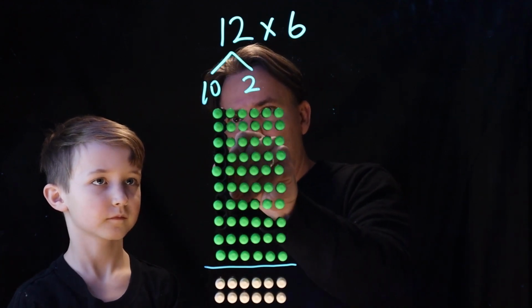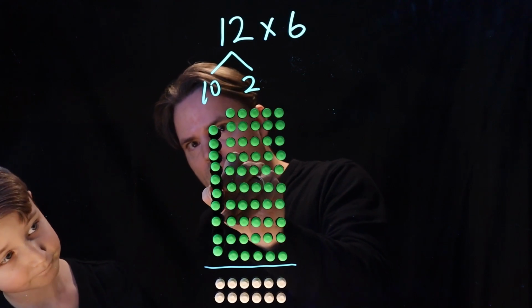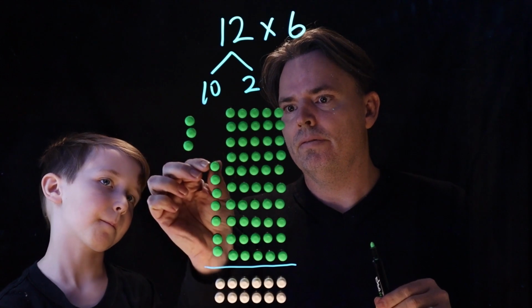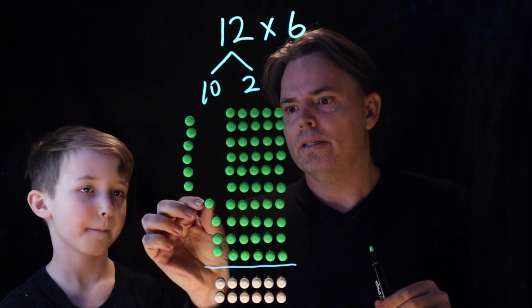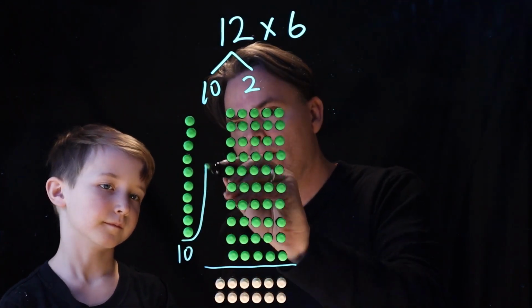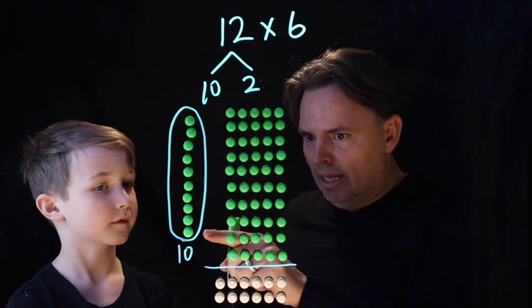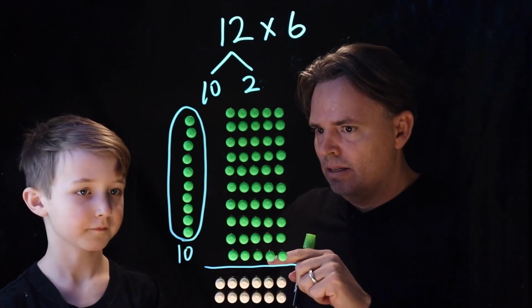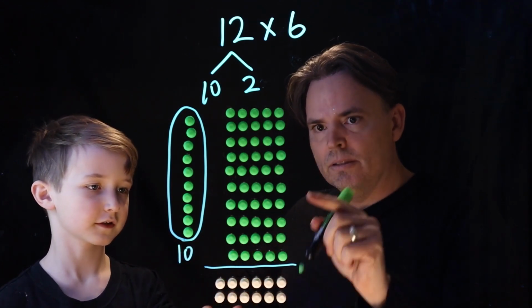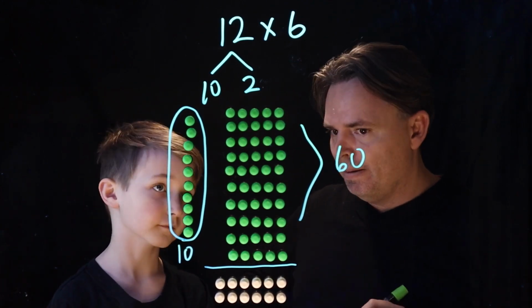Okay, so what have we got here? We got 10. We have 10, right? So we've got 10. 1, 2, 3, 4, 5, 6, 7, 8, 9, 10. So that's one group of 10. Can you point to the, let's count by tens all the way. So 10, 20, 30, 40, 50, 60. Okay, so all of this is 60.